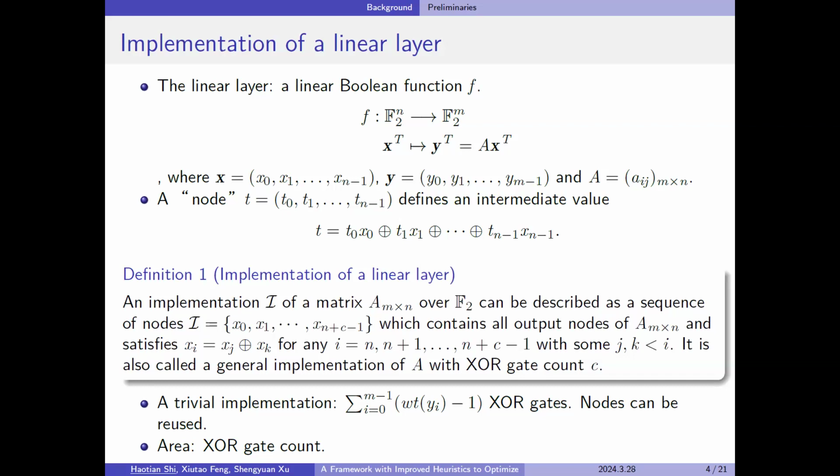Note that for an output node such as Y with Hamming weight omega, trivially omega minus 1 XOR gates are needed to generate it. So a trivial implementation of A needs this number of XOR gates. However, since the intermediate nodes can be reused, the XOR gates can be saved in the implementation, and the XOR gate count is related to the circuit area.